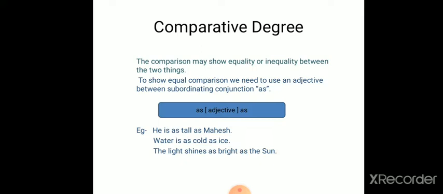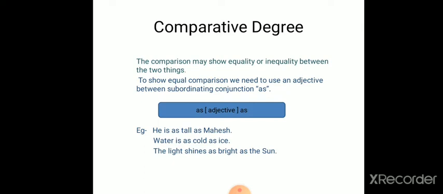Okay, understood the difference between the two comparisons? One is in the positive sense and another one is in the negative sense. We will come to know the difference between the comparisons and how we can compare each and every thing or person in a better way. So first of all we should understand that comparative degree is to show the comparison. It can be either for equality or for inequality.